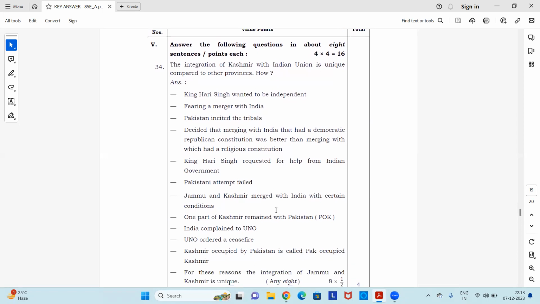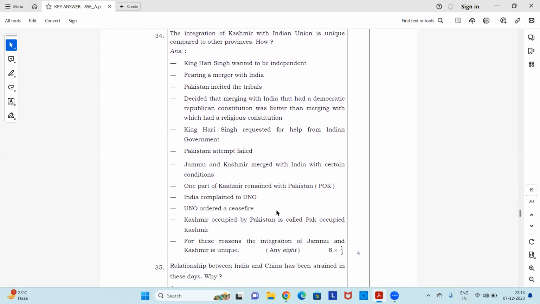So the first question: the integration of Kashmir with the Indian Union is unique compared to the other provinces. How? Again, the key points are given. King Hari Singh wanted to be independent. Fearing a merger with India, Pakistan incited the tribals. He decided that merging with India, which had a democratic republican constitution, was better than merging with Pakistan, which had a religious constitution.